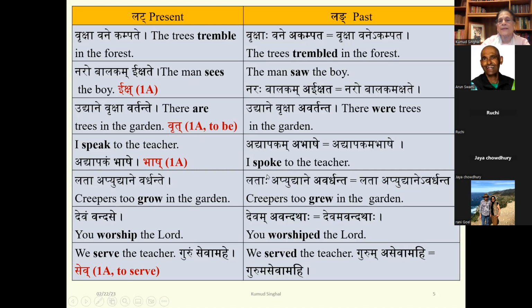So here again, lataha apyudyane avardhanta. So here, this is the past tense. So lata, and again you will have a and a, so you have a purvarupa sandhi here. So devam vandase. So this is, you worship the Lord. And here it will be devam avandataha, that is the past tense. And again, ma and a will become ma.